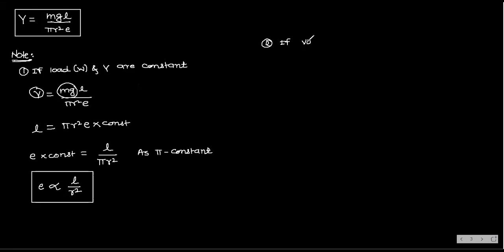If volume of wire is constant, then directly I am writing now. E is directly proportional to L square. E is directly proportional to 1 by A square, and E is directly proportional to 1 by R power 4.